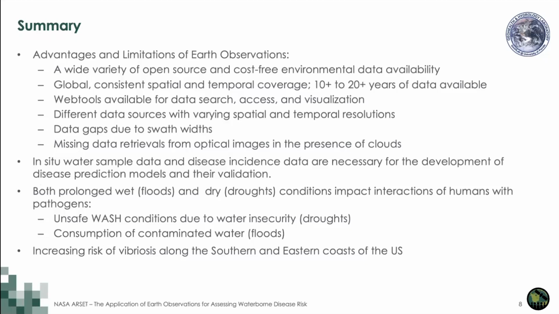Both prolonged wet and dry conditions impact interactions of humans with pathogens. This is interesting because when there are droughts going on, there is water insecurity, and then there are unsafe WASH conditions, maybe not enough water to wash your hands or use better WASH conditions. If there is flooding going on, then because of runoff, there will be contamination in drinking water sources, and consumption of that contaminated water can put humans in touch with pathogens, and both these conditions can lead to waterborne disease outbreaks.